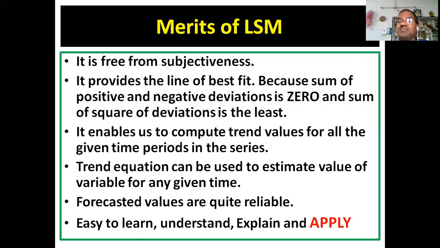That we will see in the slides. And the sum of squares of deviations is the least. What are the sum of the square deviations, and what are the positive and negative region deviations? That we will see when we illustrate the problem. It enables us to compute trend values for all the given time periods in the series. The trend equation can be used to estimate the value of the variable at any given time.